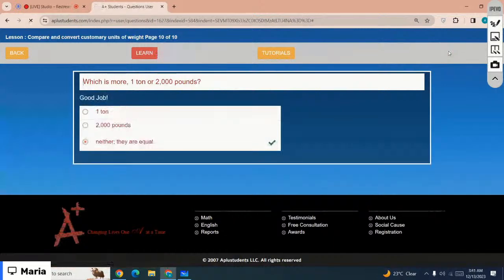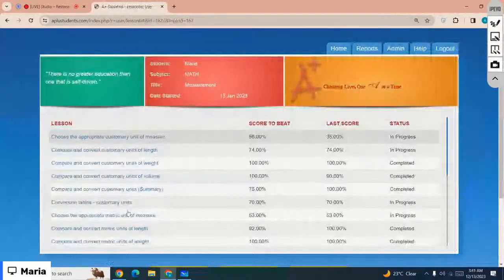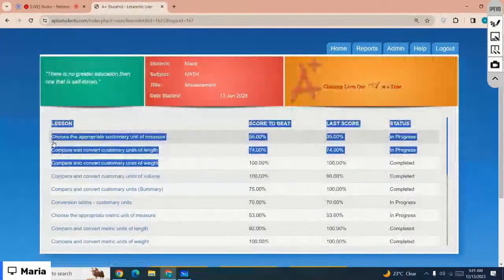Okay, we are done with the lesson. You guys need to do these lessons again and again because you don't remember the basic units. So we were working on grade 5 math. The chapter we're working on is measurement, and the lessons we have covered today are choosing the appropriate customary unit of measure, comparing and converting customary units of length, and then comparing and converting customary units of weight, right?